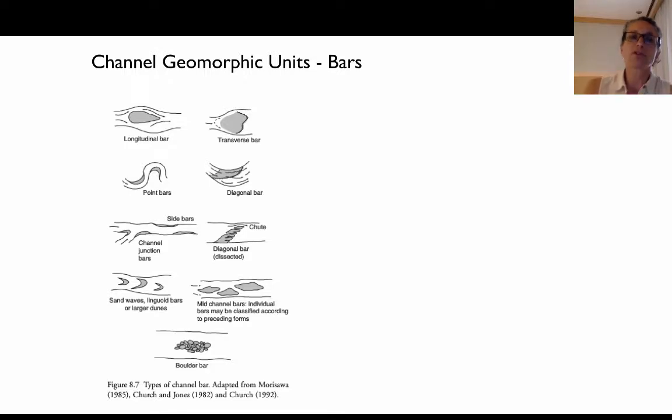So the first channel geomorphic unit is a bar feature, and these are primarily depositional features, but you can definitely have compound bars that are more complicated and are formed by both erosional and depositional processes. But the start of a unit bar is deposition.